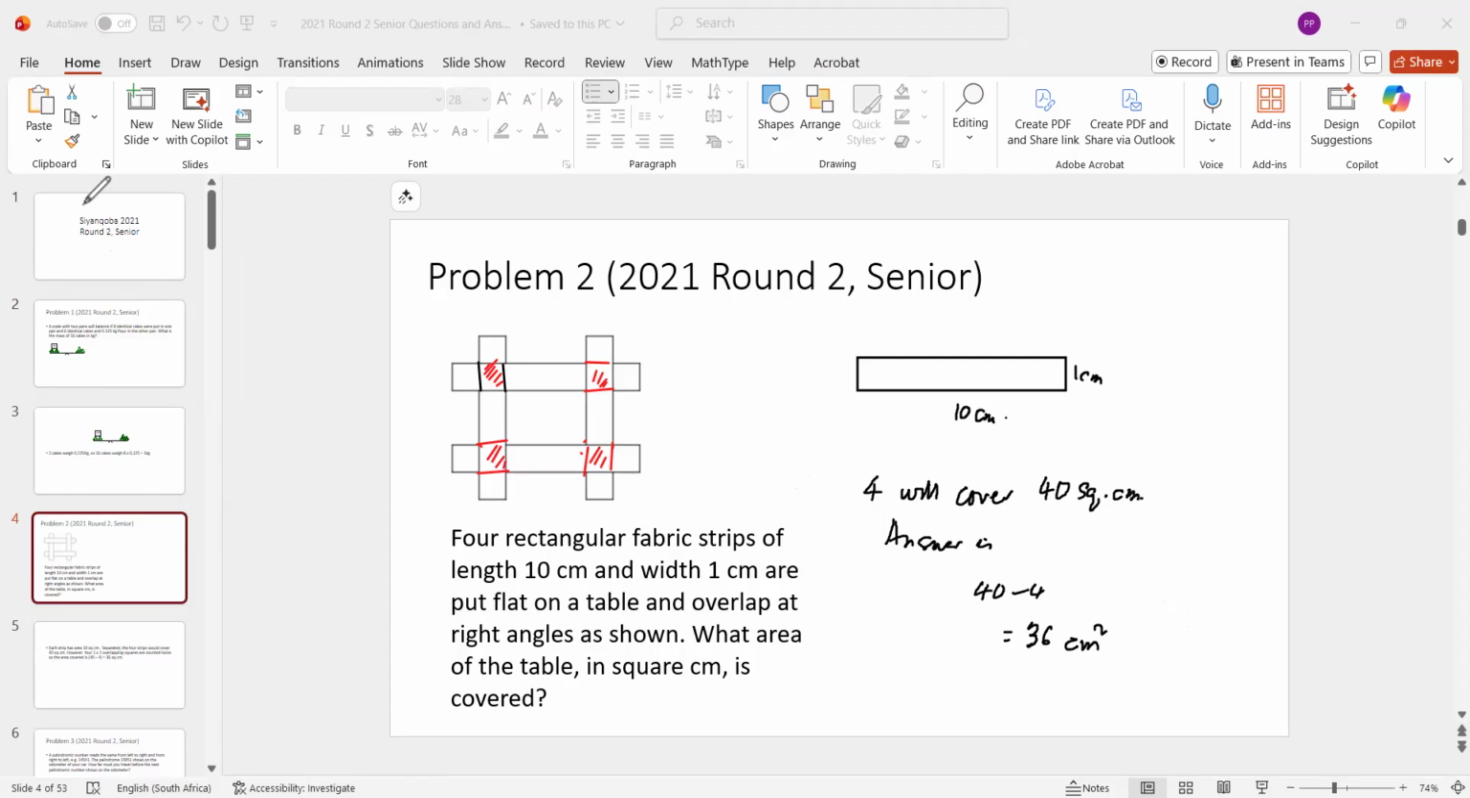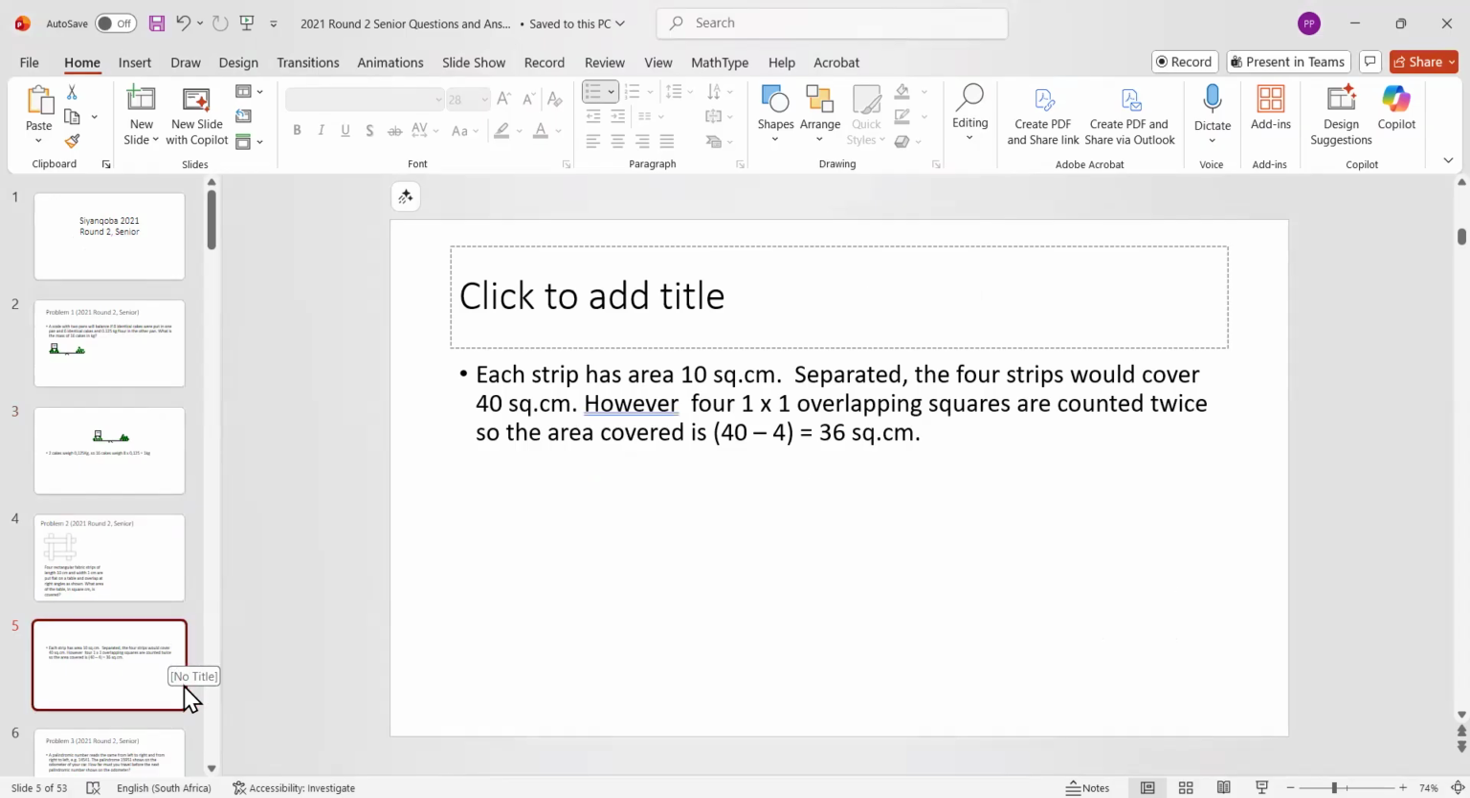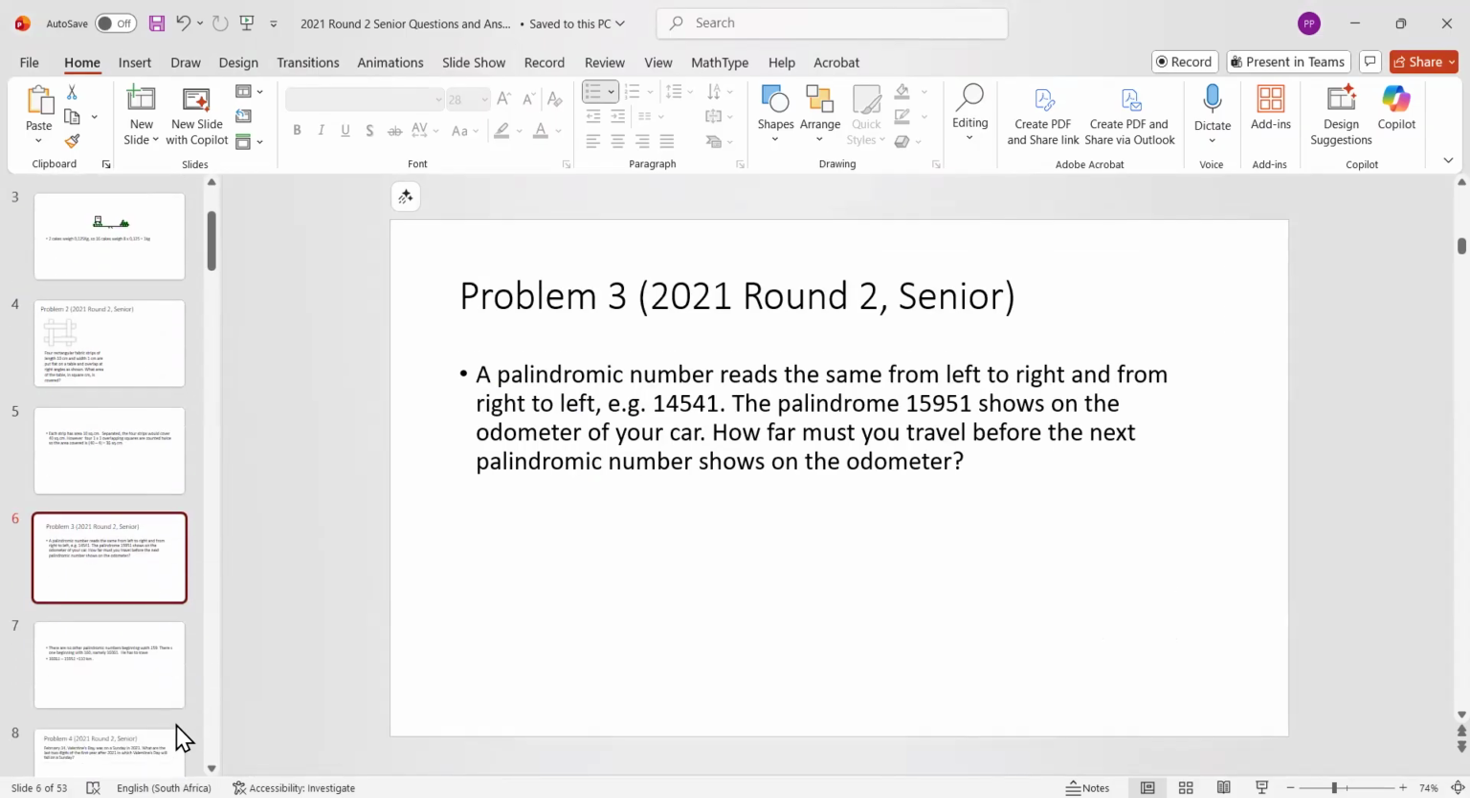Let's get on to the next problem. So we can just check to see what we had here. You can see 36 is the answer at the end of that. Let's go on to problem 3.